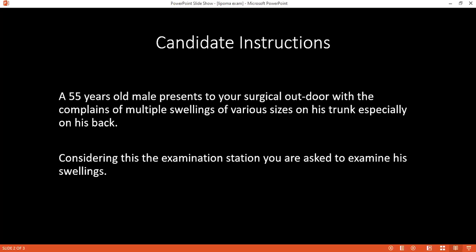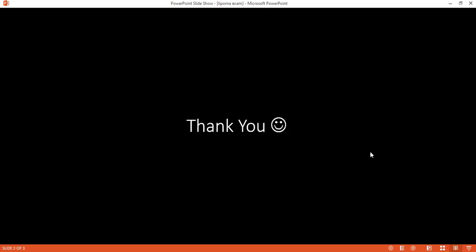All right, one last question. How would the examination differ if you had the same lump or swelling on the patient's thigh instead of on the back or the back of the neck? How would the examination differ? The thigh. First of all, exposure will differ.